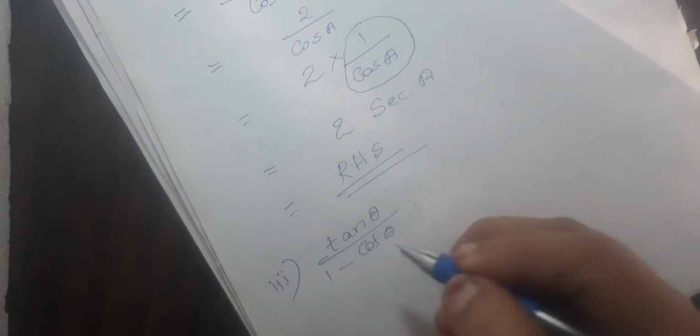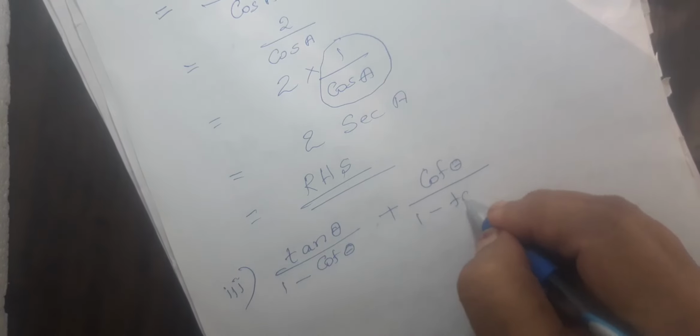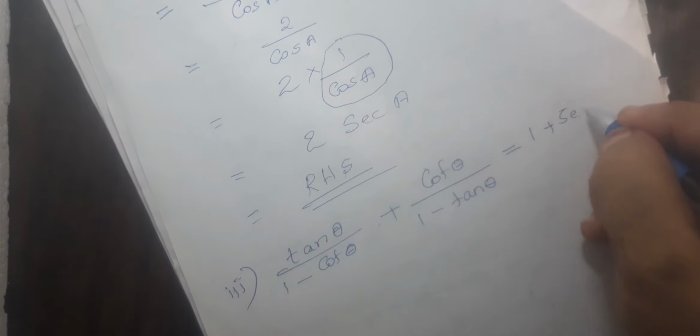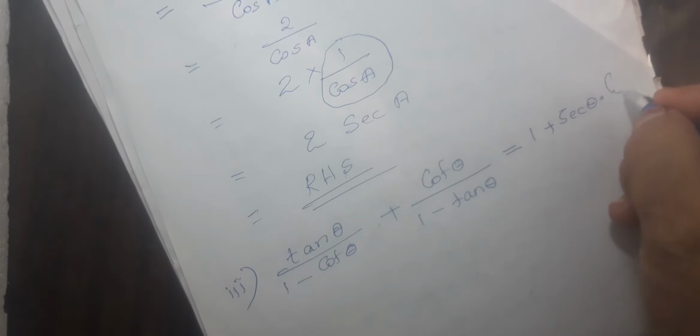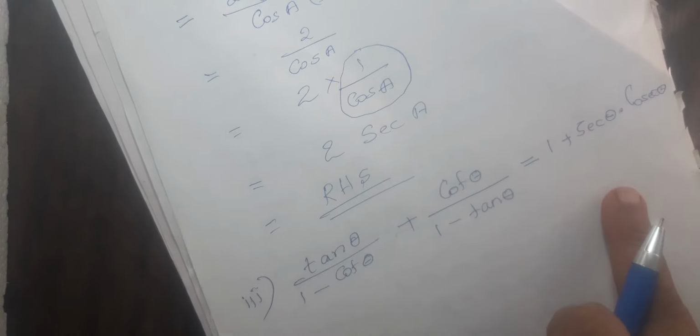Now we shall do the next one, the third one. These are quite important sums. If you do it once again at home, as we teach you, you will understand it clearly. Very interesting it is. Now, tan theta by 1 minus cot theta plus cot theta by 1 minus tan theta. This is our LHS. You have to prove it is equal to 1 plus sec theta into cosec theta. So we have to work out the LHS and get the RHS.